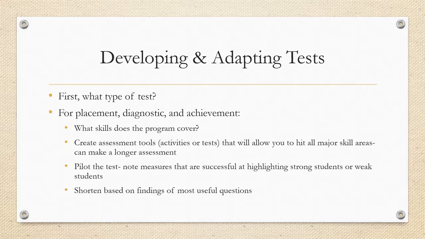So for example, if you have items on your test that everyone does incredibly well, or if you have items on your test that everybody does incredibly poorly, those are not useful at differentiating students, right? So what you really want are items where the good students do very well and the poor students do rather bad, right? They miss a lot of them.